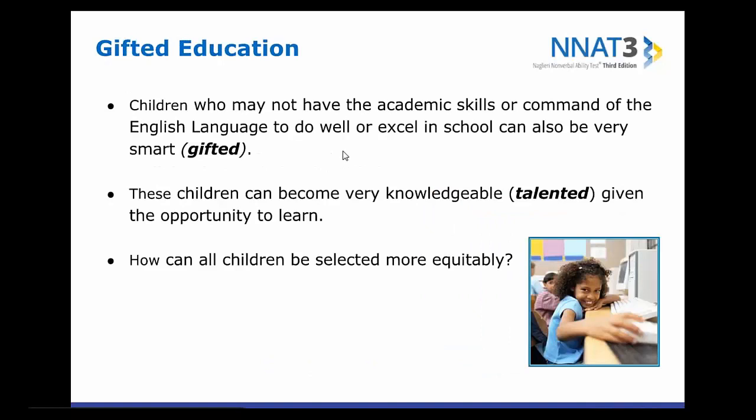So first, I wanted to mention a couple points about gifted education. Children who may not have the academic skills or command of the English language to do well or excel in school can also be very smart or gifted. I think we can all agree with that. These children can become very knowledgeable or talented given the opportunity to learn. I think we can also agree with that point. How can all children be selected more equitably? I think we here at Pearson have the assessment, the NNAT 3, that does a great job of doing that. So we can go ahead and jump in and provide an overview of the NNAT 3.